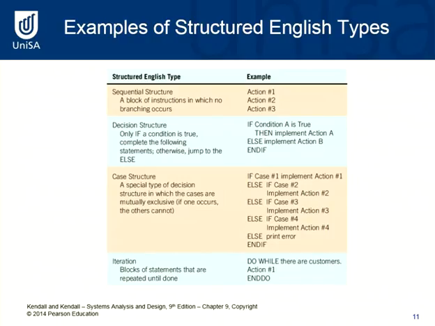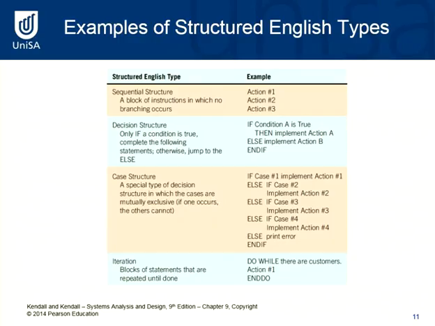The first one is a sequential structure with a block of instructions with no branching. So we just do three simple actions. The next one is a decision structure where, if a condition is true, we complete a simple action. Otherwise, we complete another action and then jump to the end if. So if condition A is true, then implement action A, else implement action B, end if. The next one is a case structure where certain scenarios might be true depending on certain cases. The cases are mutually exclusive, so only one can occur, not another one.